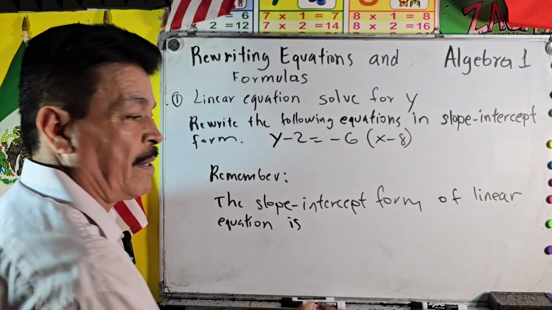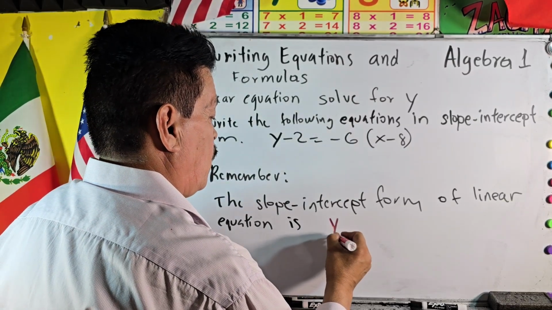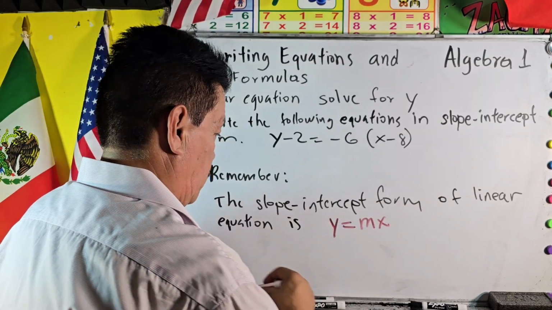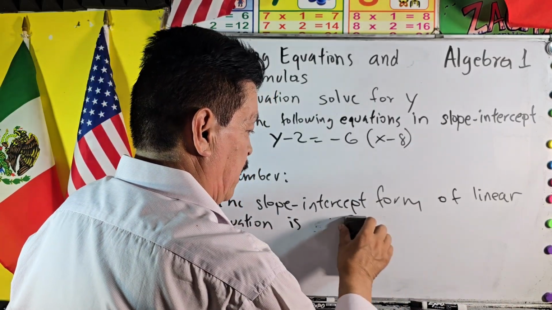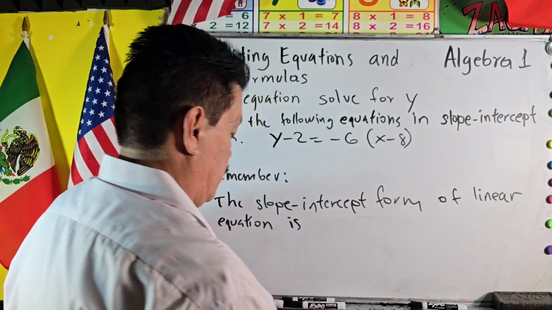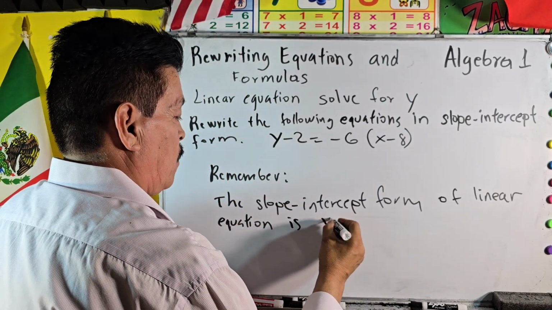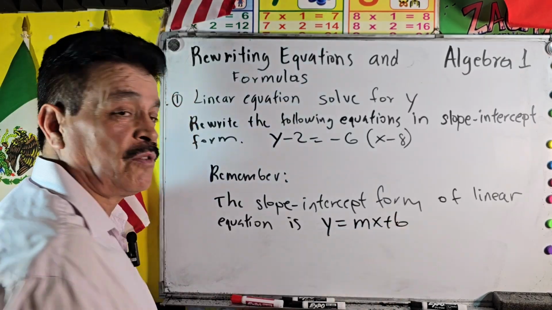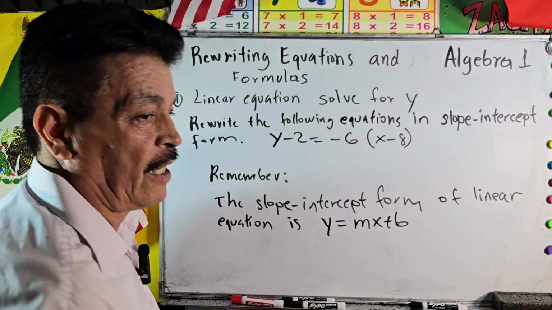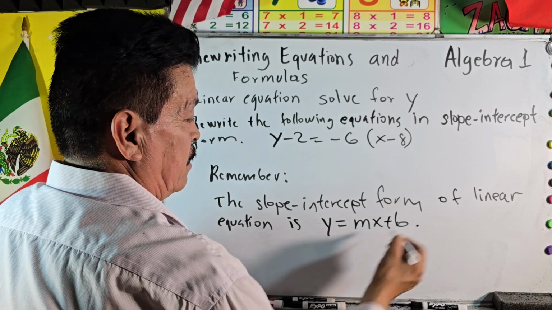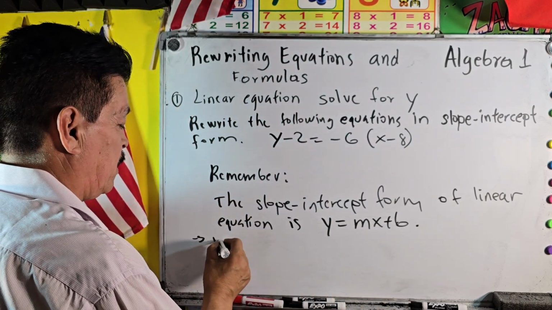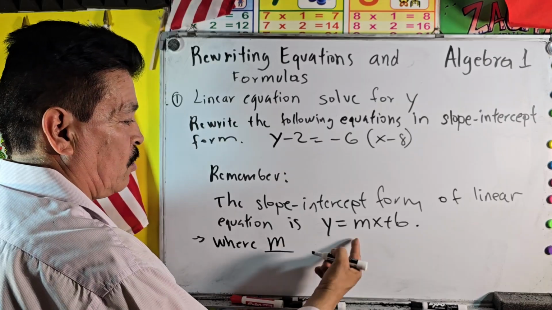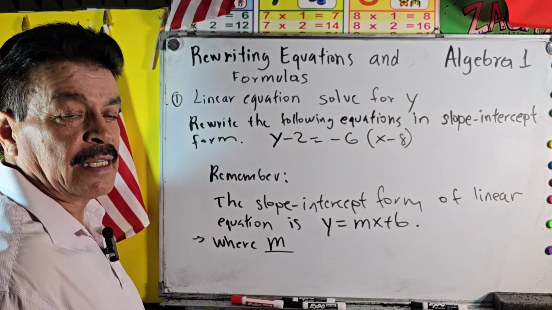Very important to remember this: y equals mx. Oh, this color doesn't work. I will write in a black color. y equals mx plus b. Remember this formula? Okay. In this case, where m is the slope.